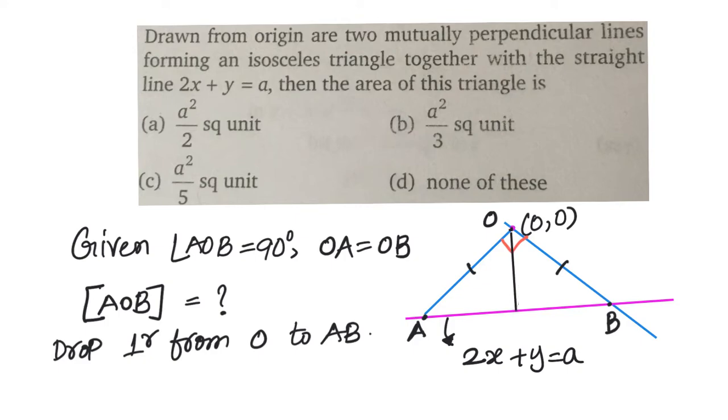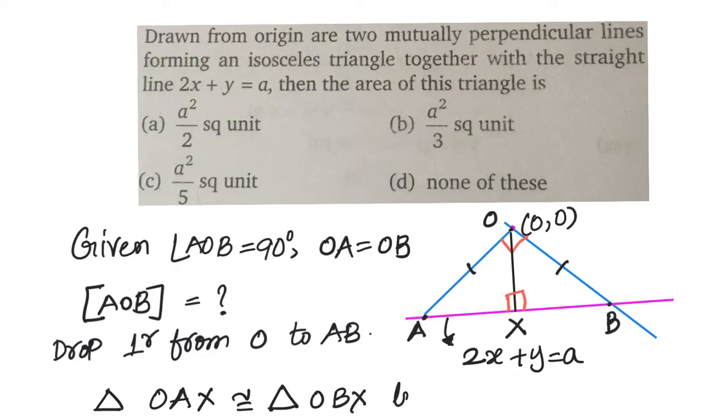AOB is divided into two triangles. Can we prove that they are congruent to each other? Let us say the point is X. Then triangle OAX is congruent to triangle OBX. Why are they congruent? Because we have a 90 degree right angle, we have the hypotenuse which is common and equal in both of them, and we have a side OX which is common to both the triangles. So triangle OAX is congruent to triangle OBX by RHS.